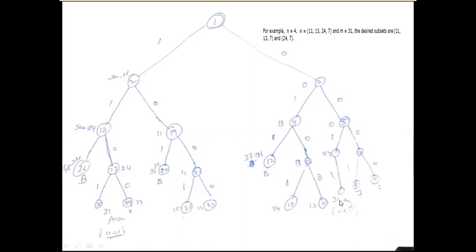Here it satisfies the criteria function. The sum equals 31, that is the sum of the third element and fourth element equal to 31. The sixth node has another child, but it does not satisfy the criteria function.